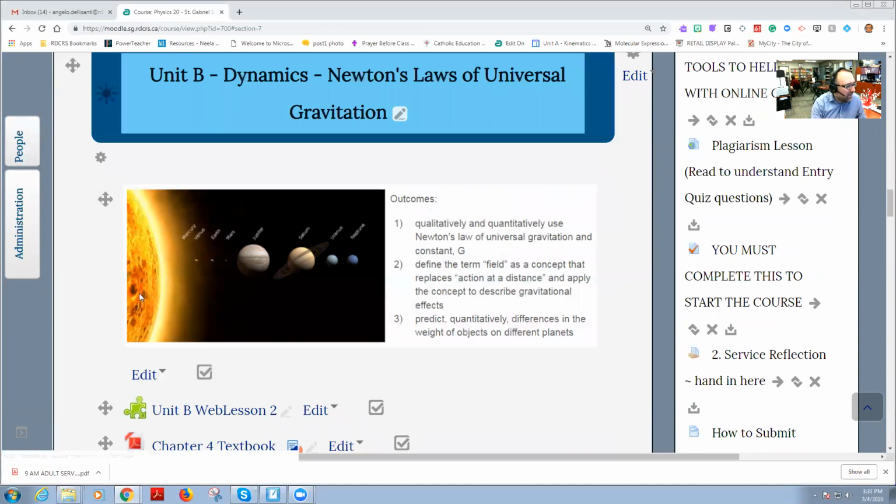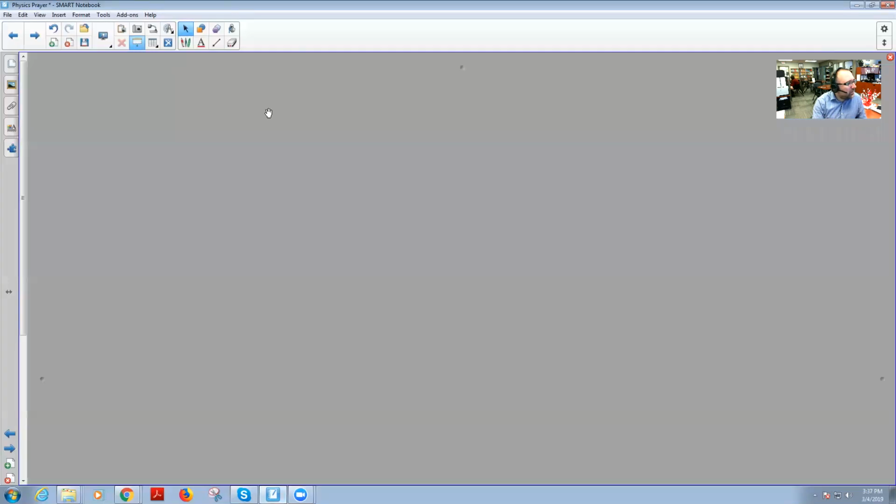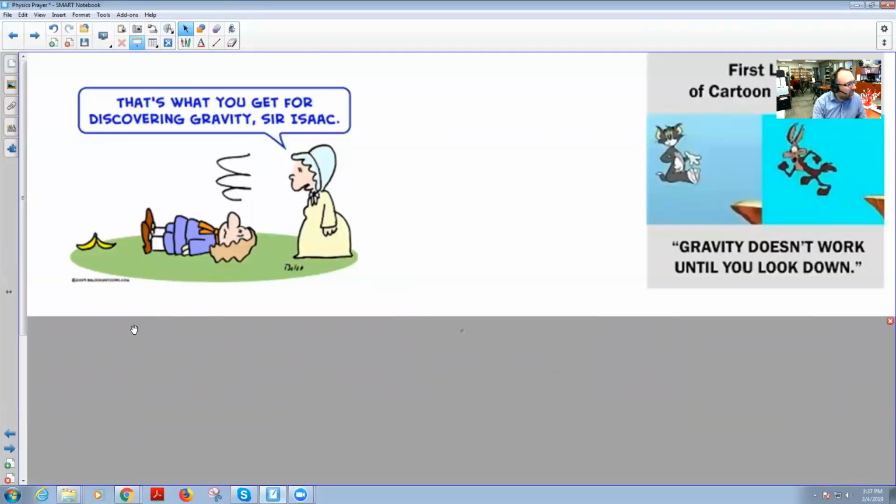Welcome back, and let's just take a look at other little things that Sir Isaac did, like for the following. That's what you get for discovering gravity. Well, this is Sir Isaac who falls actually on the banana instead of an apple falling on his head in this case. Just giving you a little joke here.